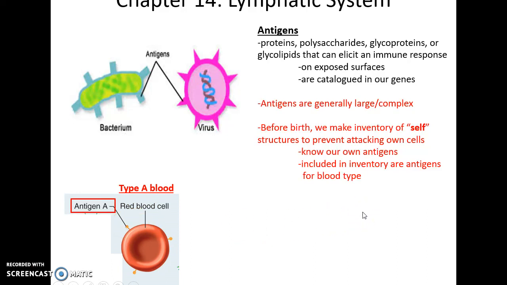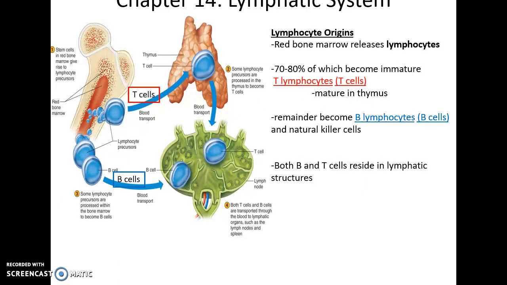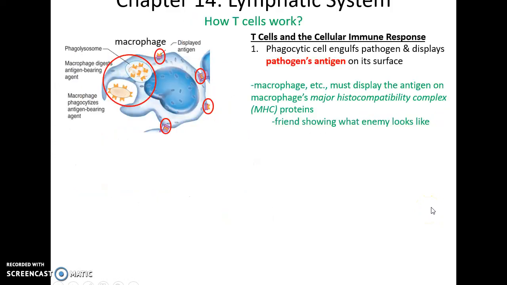Before we are born, we inventory all of our own antigens so that we can recognize our own cells versus not our own cells. And that way we won't attack our own cells. As we know, the lymphocytes are produced in the red bone marrow. The immature T lymphocytes, which is about 70 to 80% of all lymphocytes produced, go to the thymus to mature. Then the B lymphocytes and the T lymphocytes end up in various structures of the lymphatic system, screening for pathogens.